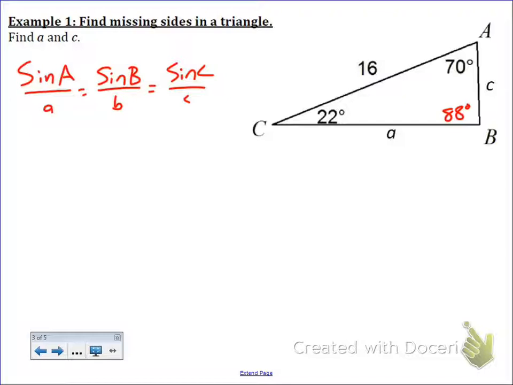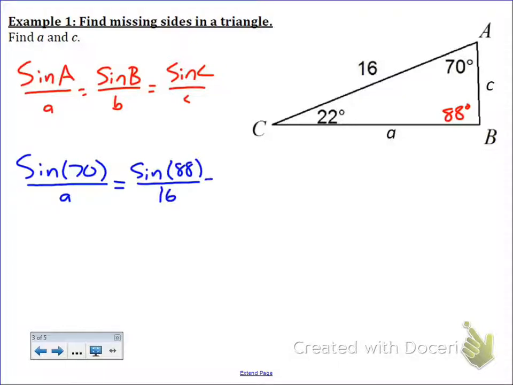And then the next step is, let's plug in what we know into this proportion. So sine of A, well, we know angle A is 70 degrees, so I'll put 70 in here, over side length A, which I don't know, we'll just leave that as A, is equal to the sine of B, which we just found out is 88 degrees, over side length B, which is 16, because the 16 is opposite angle B, and then sine of angle C, which I know is 70 degrees, over side length C, which again I don't know.